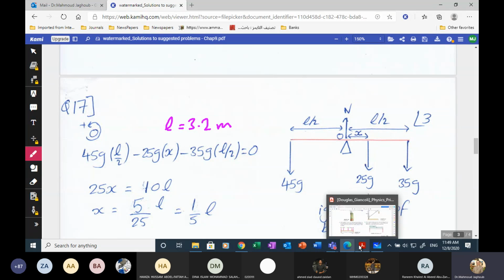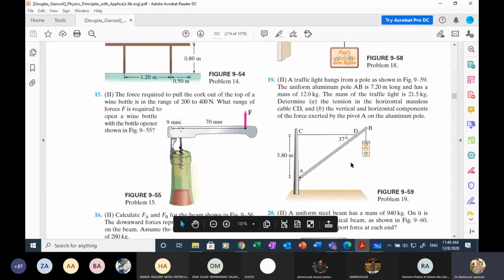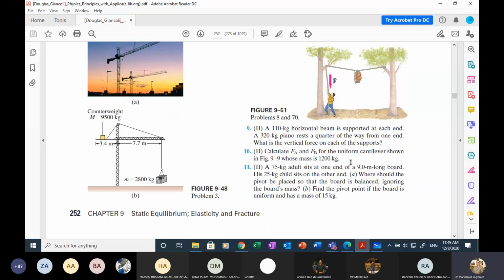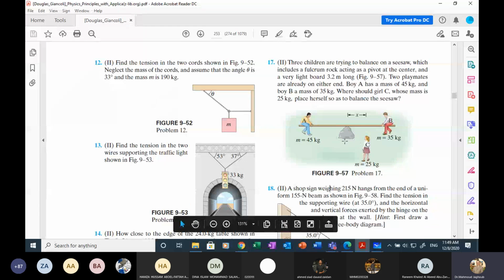Now we go to question number 17. And question number 17 is the seesaw question. And I have done an example on the seesaw question in the lectures, but we will do it again because there is a slightly new idea in this.